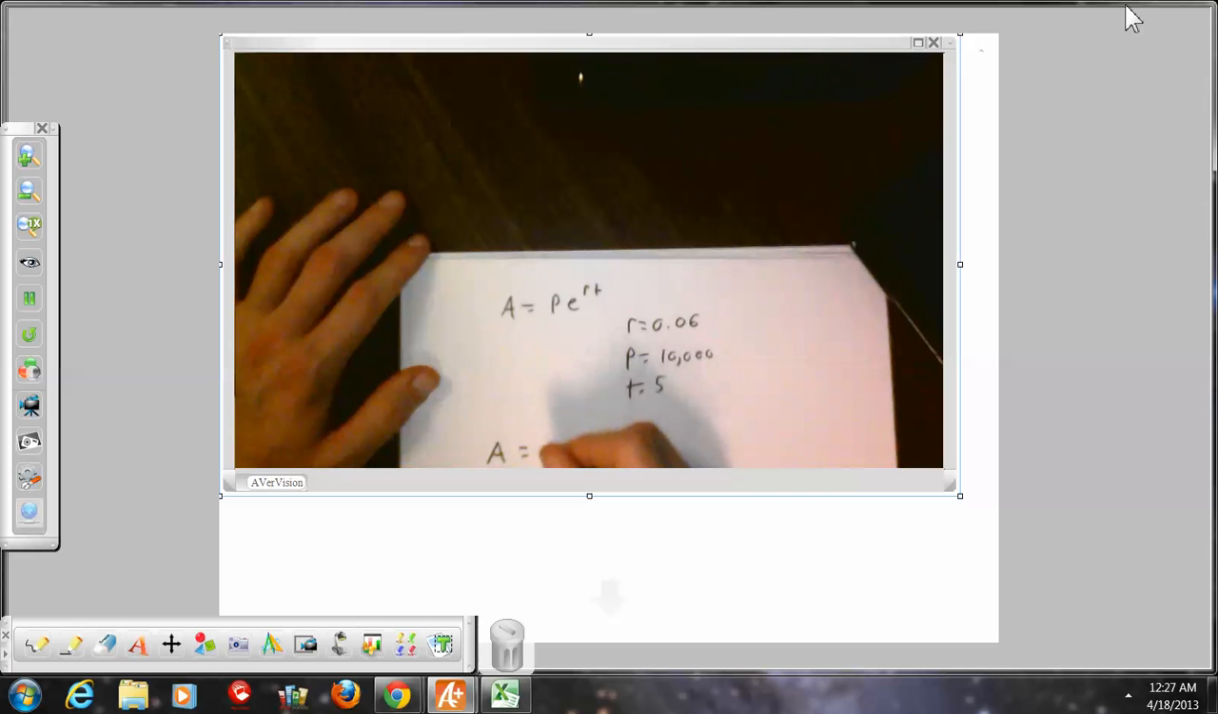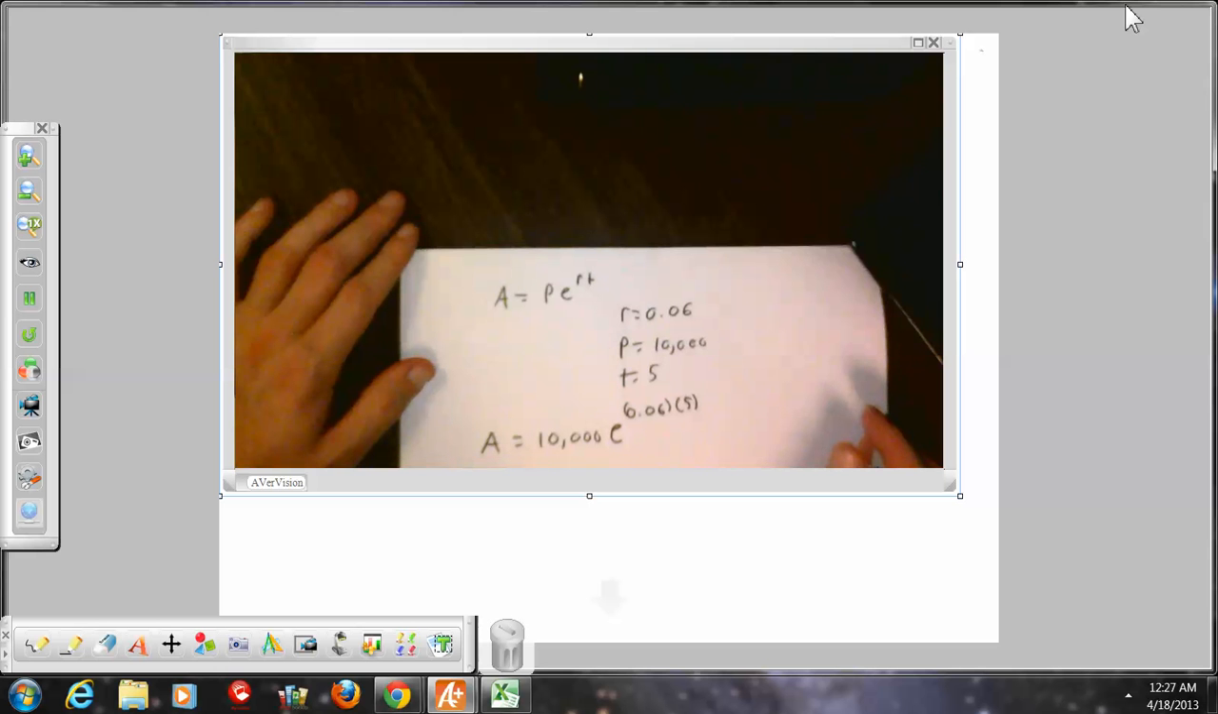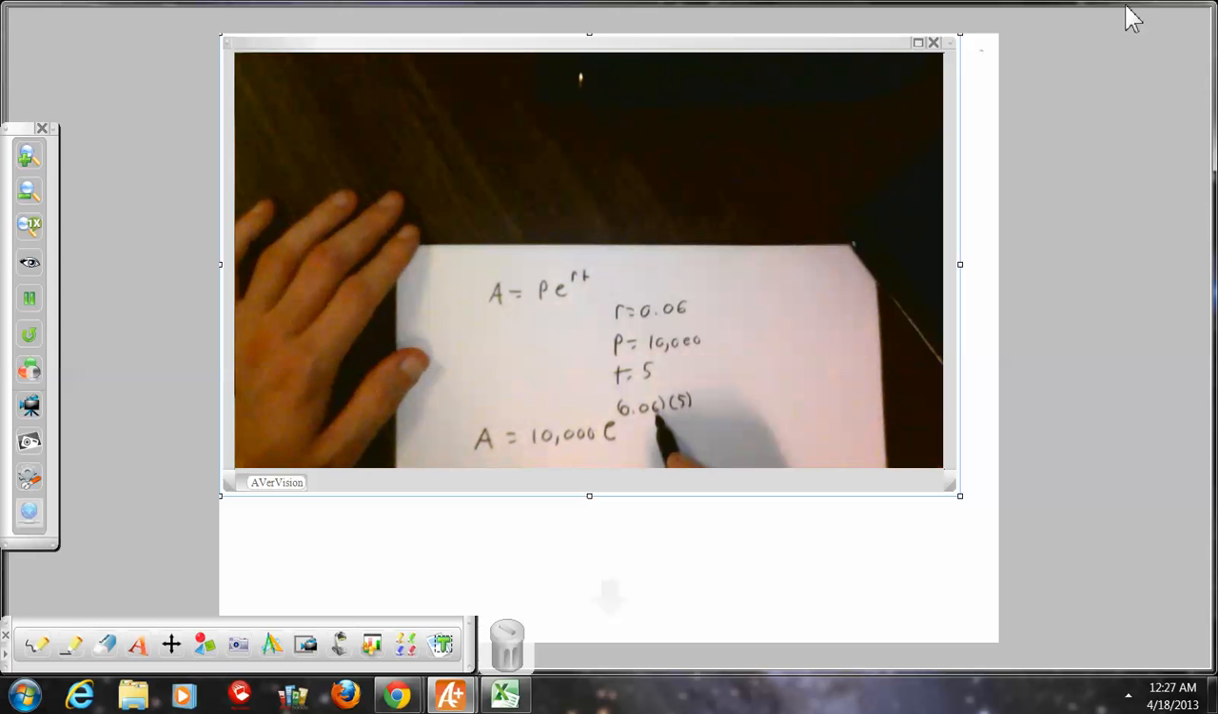So A is equal to 10,000 times e to the 0.06 times 5. We have to use a calculator for this, and we're going to start out by taking 6 times 5 is 30, and we move 2 decimal places over, so 0.06 times 5 is just 0.3. So we're going to have A is equal to 10,000 times e to the 0.3.